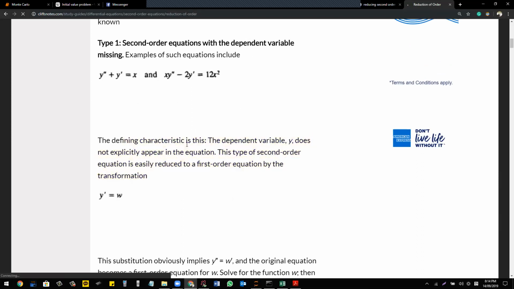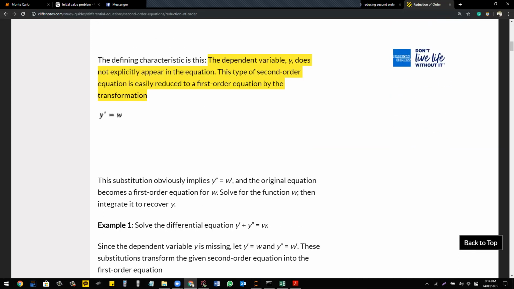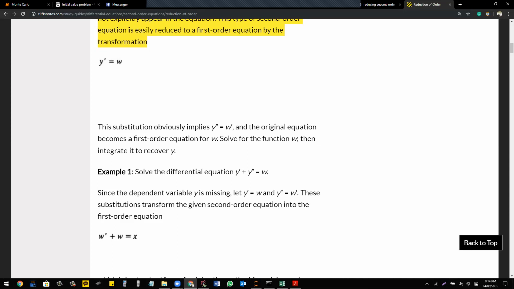The defining characteristic is that the dependent variable y does not explicitly appear in the equation. This type of second order equation is easily reduced to a first order equation by this transformation. So in our case, that's v. The substitution implies that y dash is v, y double dash is w dash, and the original equation becomes a first order equation. So here's an example.